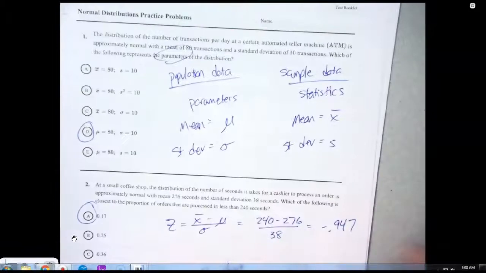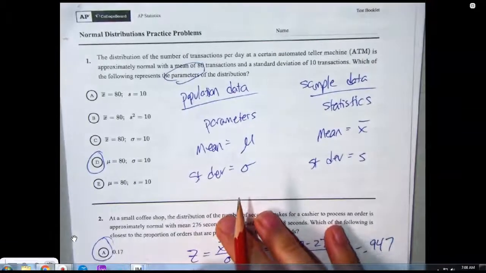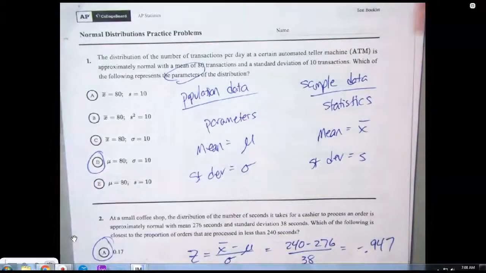Talk through the normal distribution packet problems on the MyAP website. So I'm just going to take the answers that I had up there already and talk through them, because sometimes on a piece of paper it's not super easy to follow what I'm doing.